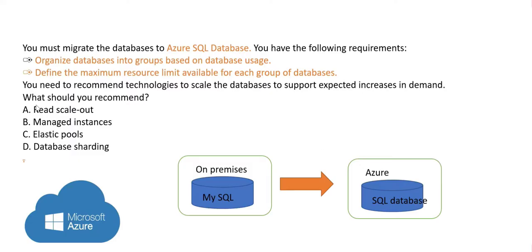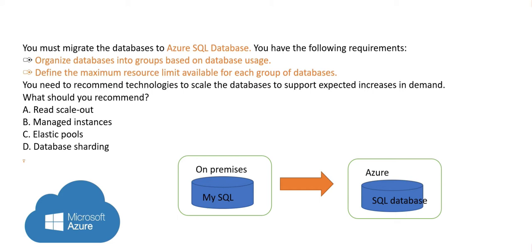So what it's saying is you have to migrate some databases to Azure SQL database, maybe from on-premises, etc. You have the following requirements. You have to organize the databases into groups based on database usage, and you define the maximum resource limit available for each group of databases. You need to recommend which technology is useful to support expected increases in demands.